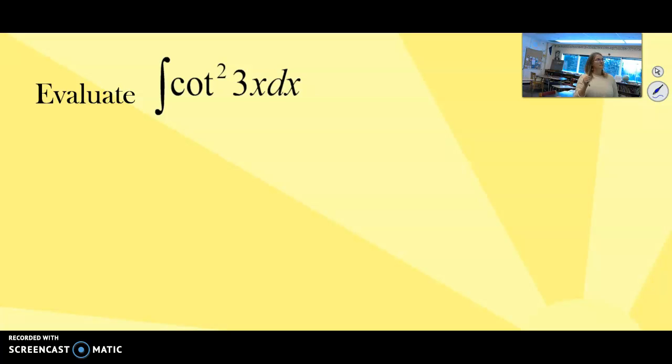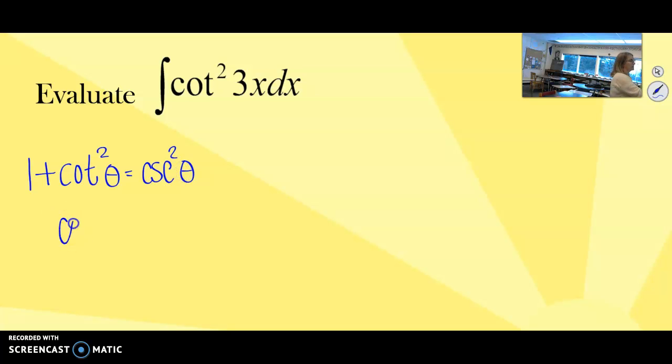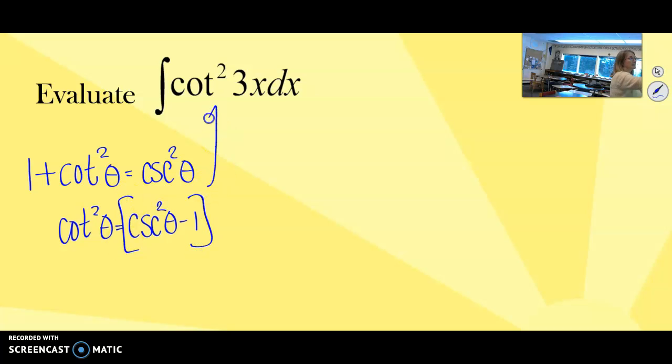So what I'm going to use is the fact that I have this Pythagorean identity, 1 plus cotangent squared of an angle is equal to cosecant squared of that same angle. Solving this for cotangent squared, if I subtract 1 from both sides, I get cotangent squared theta equals cosecant squared theta minus 1. So I'm going to sub this in place of this, except instead of theta, my theta is 3x. I'm going to have a 3x in there.